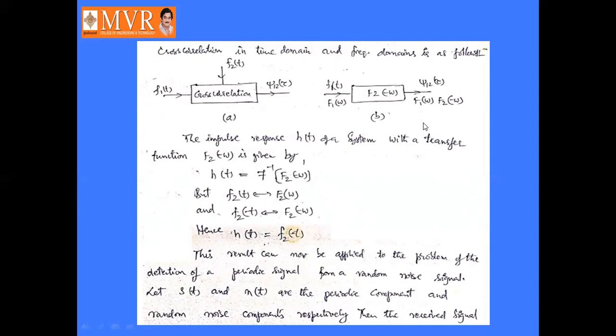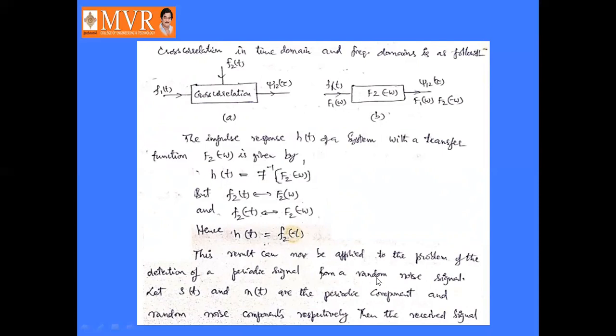So the impulse response h(t) of a system with a transfer function F2(minus omega) is given by h(t), which is nothing but the inverse Fourier transform of F2(minus omega). But the Fourier transform of f2(t) is F2(omega), and the Fourier transform of f2(minus t) is F2(minus omega). Hence, h(t) is f2(minus t). See here, h(t) is f2(minus t).